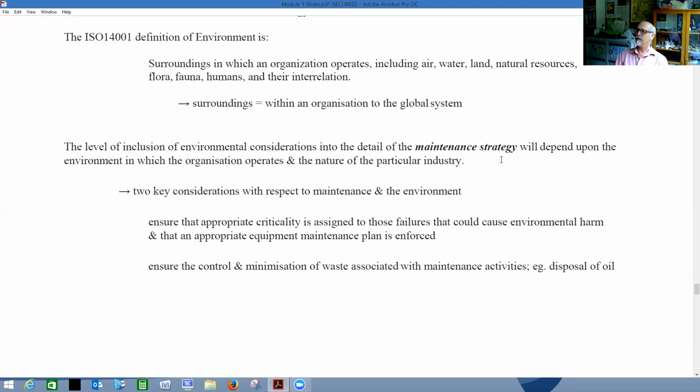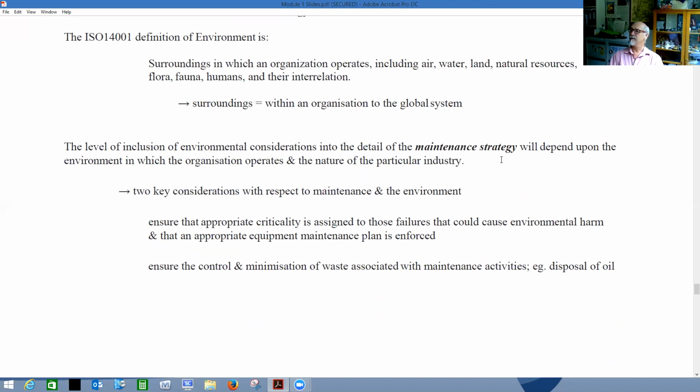Now, the level of inclusion of environmental considerations in the detail of your maintenance strategy will depend upon the environment in which the organisation operates and the nature of the particular industry. Again, as you might imagine, working in the coal industry compared to a production line for biscuits or for a television, the safety and environmental requirements are going to be completely different. How do you dispose of waste? How do you manage waste? How do you even recycle waste?